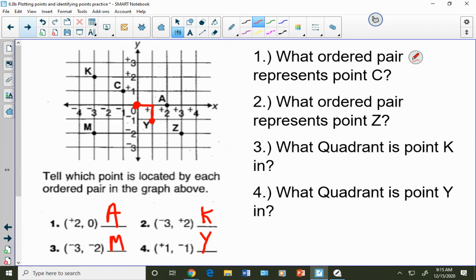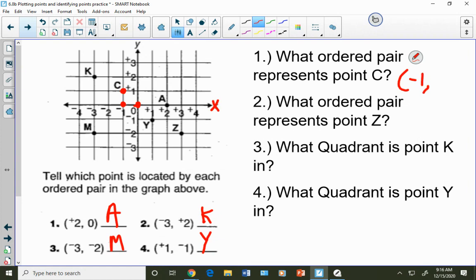All right. Now, first question up here asks, what ordered pair represents point C? Well, here's point C. How do I get to point C? I start at the origin. And do I go right or left on the x-axis? Here's the x-axis. Do I go right or left on it? Well, I have to go left. And I end up here. Well, where did I end up? I ended up at -1. So the first number, x, will be -1.